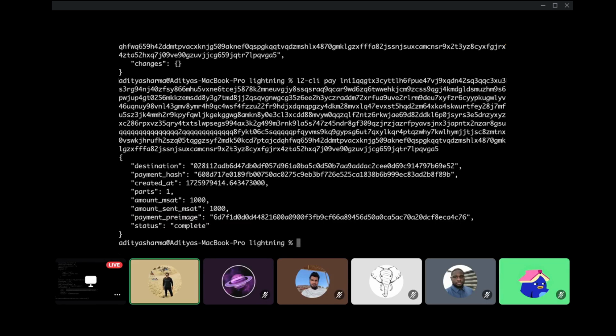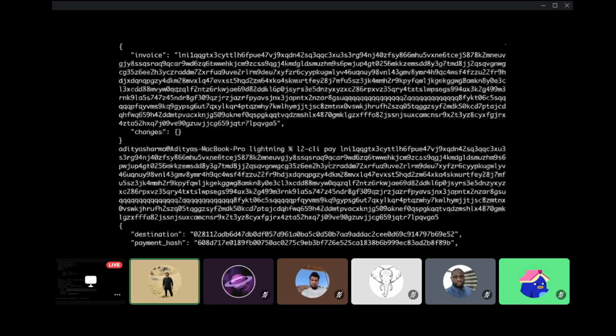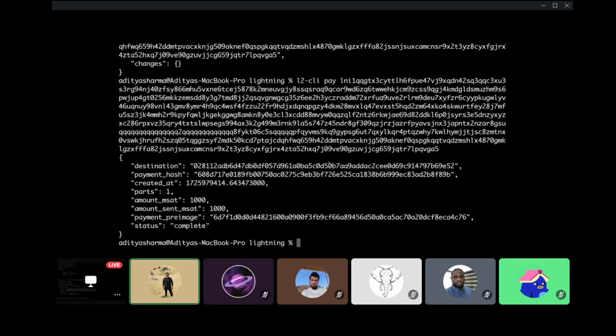See, it says the destination is the destination node ID, the payment hash here, 1,000 sats. This is the payment pre-image, and the status says complete. Now, till now, there's no difference between a Bolt 12 and a Bolt 11 invoice because we have just used it once. Now let's pay it multiple times.